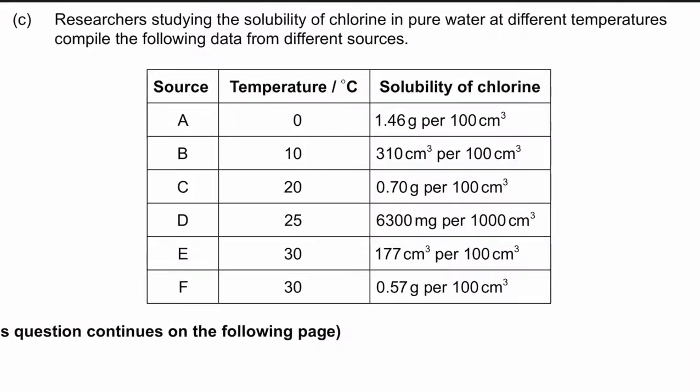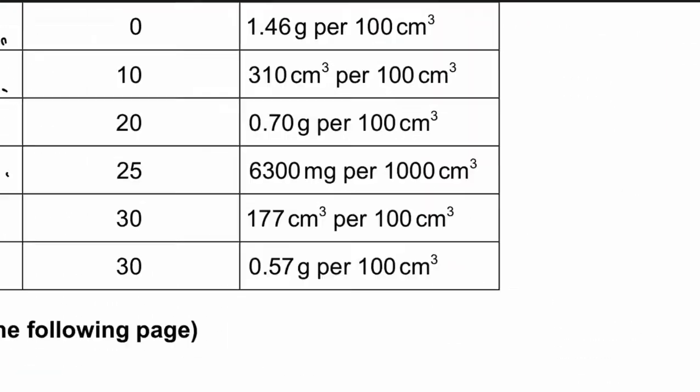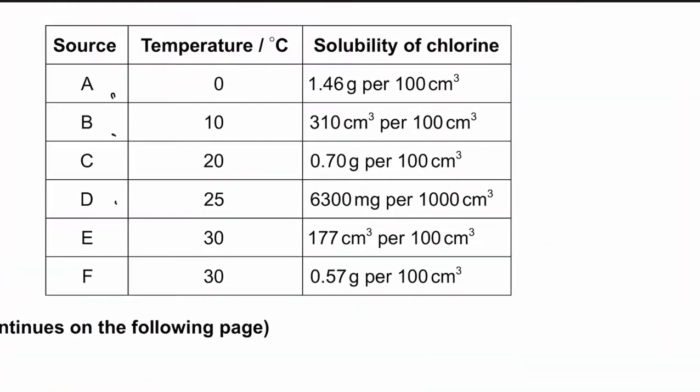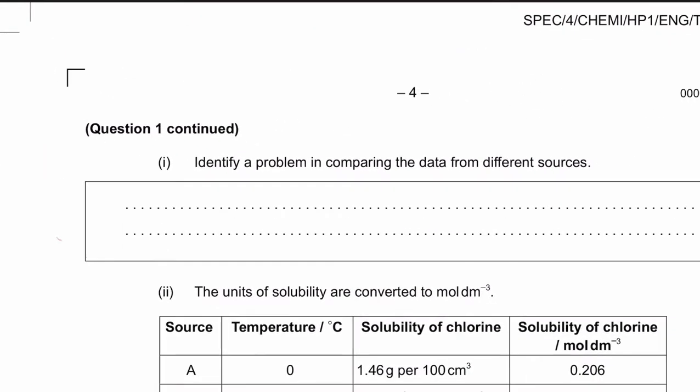Okay. Researchers studying the solubility of chlorine in pure water at different temperatures compiled the following data from different sources. So different temperatures, okay, and then it's giving us these different sources and different solubilities, sure. Identify a problem when comparing the data from different sources. Let's have a look at our data. Yeah, so a clear problem here. You can see these are all the same measure, solubility, but we can have grams per 100 centimeters cubed, centimeters cubed per 100 centimeters cubed, grams per 100, milligrams per 1,000. These are different units. It makes it confusing to compare, which is a simple problem. Different units.